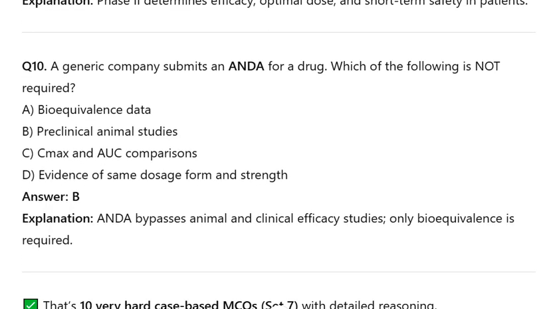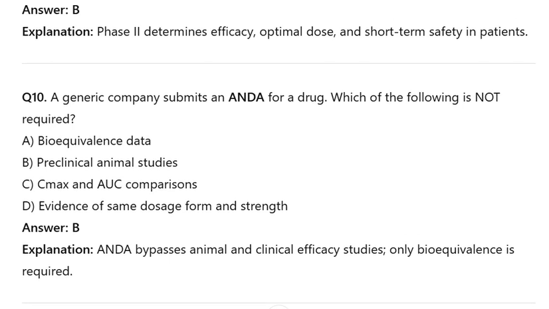Q10. A generic company submits an ANDA for a drug. Which of the following is not required? A. Bioequivalence data. B. Preclinical animal studies. C. Cmax and AUC comparisons. D. Evidence of same dosage form and strength. Explanation: ANDA bypasses animal and clinical efficacy studies. Only bioequivalence is required.